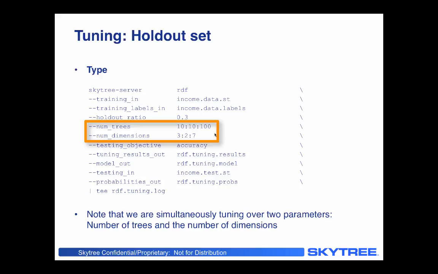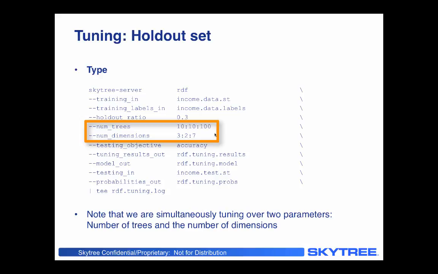We then specify two parameters to tune over. We would like to tune over the number of trees by trying out the values 10, 20, 30, 40, and all the way up to 100 trees. And this colon notation here is just a shorthand for that. This works by first giving the starting value of a parameter, in this case 10 trees, and then the step size, which is 10 trees also, and then the ending value, which is 100 trees. So this will make Skytree start at 10 trees and go up to 100 trees with steps of 10. If you have specific values you would like to try instead of a uniform list like this, then you can list the values that you want separated by commas.